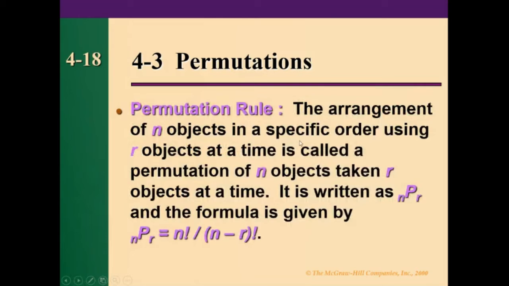Permutation rule: the arrangement of n objects in a specific order using r objects at a time is called the permutation of n objects taken r objects at a time. It is written as nPr, and the formula is given by nPr equals n factorial over n minus r factorial. So that is the formula, class. Pero sa inyong scientific calculator, there's the permutation and combination function. May nPr saka nCr dyan.